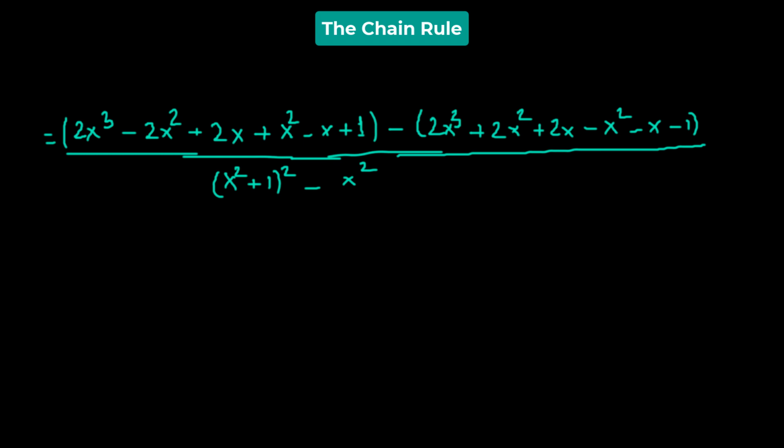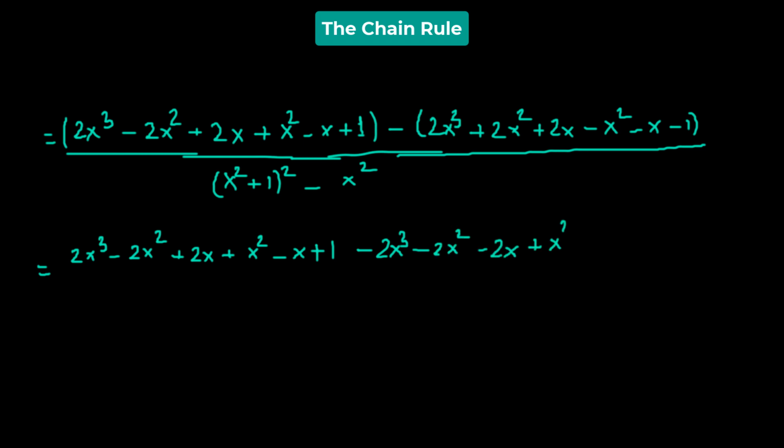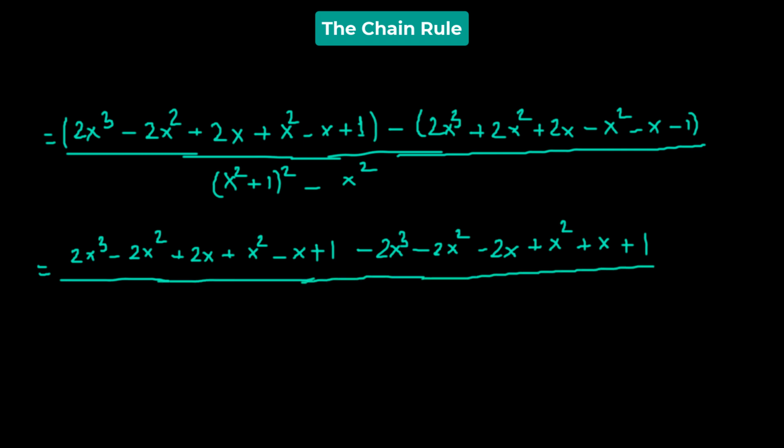So we get 2x cubed minus 2x squared plus 2x plus x squared minus x plus 1 minus 2x cubed minus 2x squared minus 2x plus x squared plus x plus 1, whole divided by, now we're going to expand (x squared plus 1) whole squared, so that will be x raised to the power of 4 plus 2x squared plus 1 minus x raised to the power of 2. So 2x cubed and negative 2x cubed get cancelled.